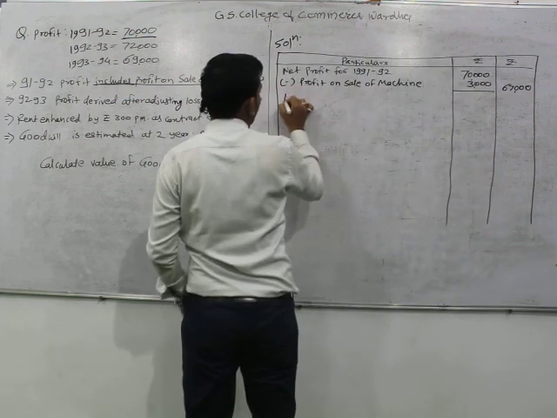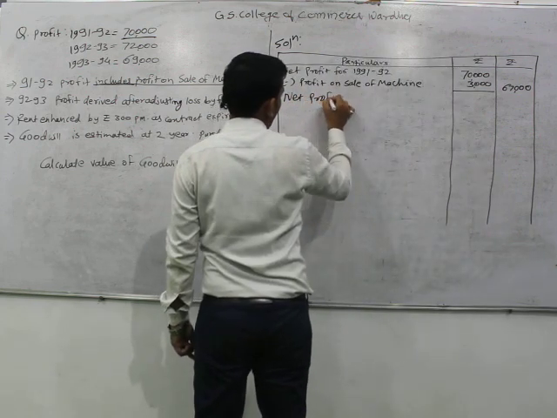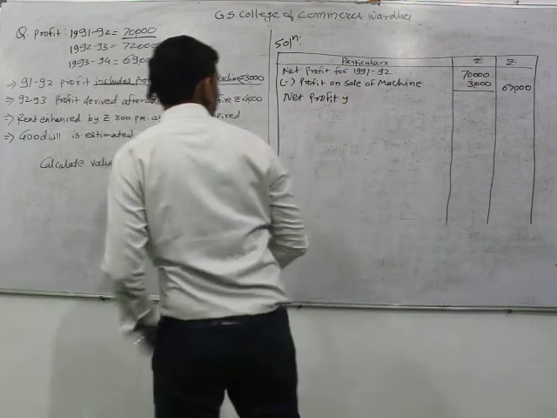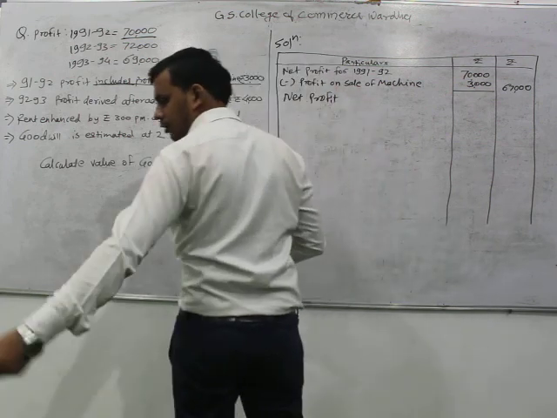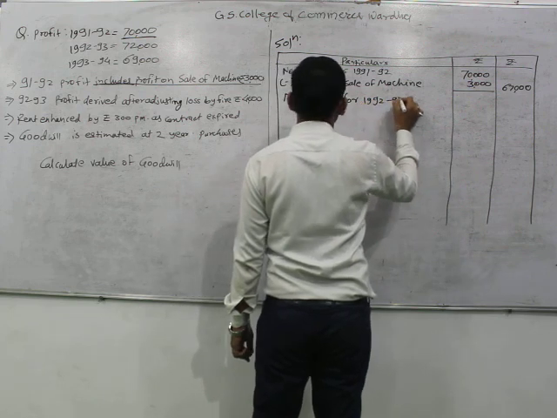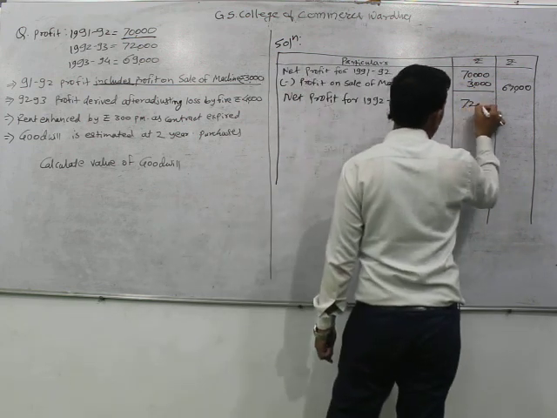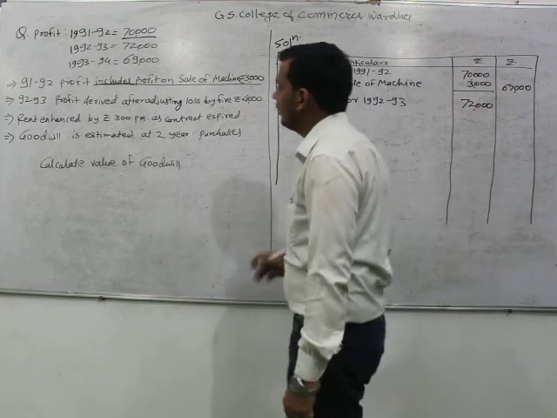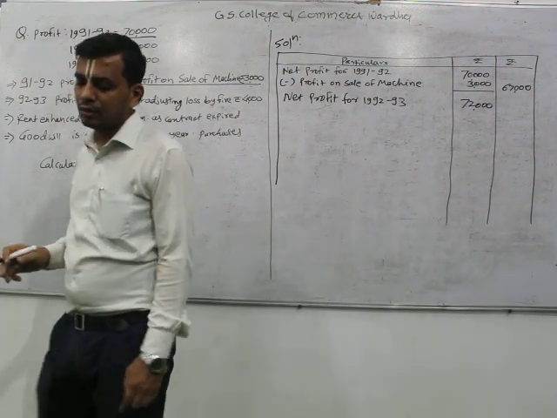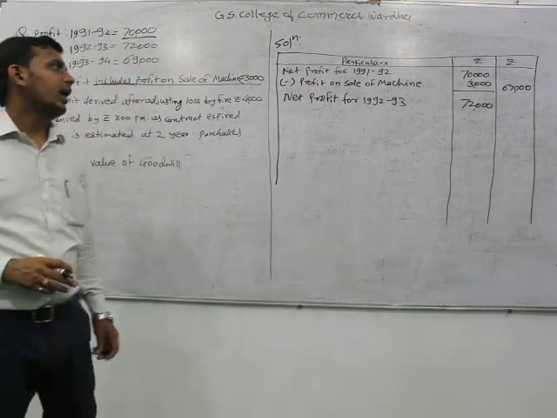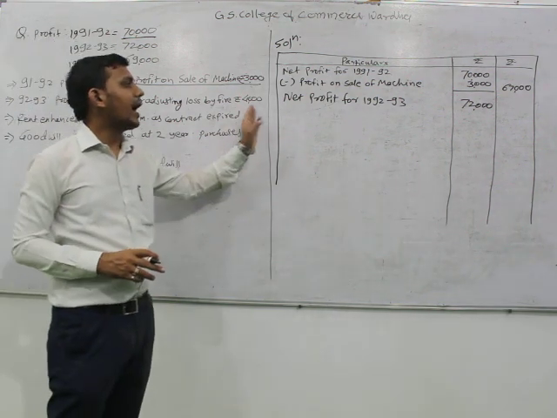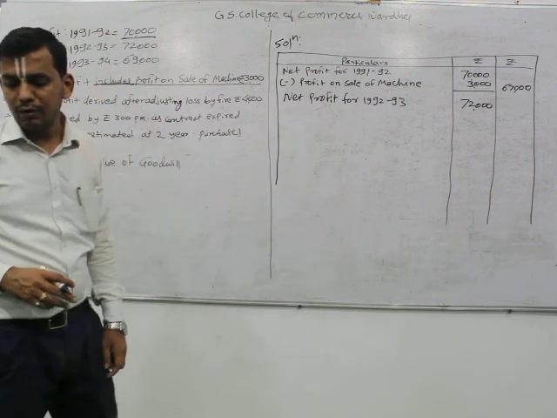Similarly, the net profit for the year 92-93 is rupees 72,000. In this 72,000 there was a loss adjustment of rupees 4,000. As it was a loss, we all know that it would have been deducted from the profit, hence we have to add it back here.